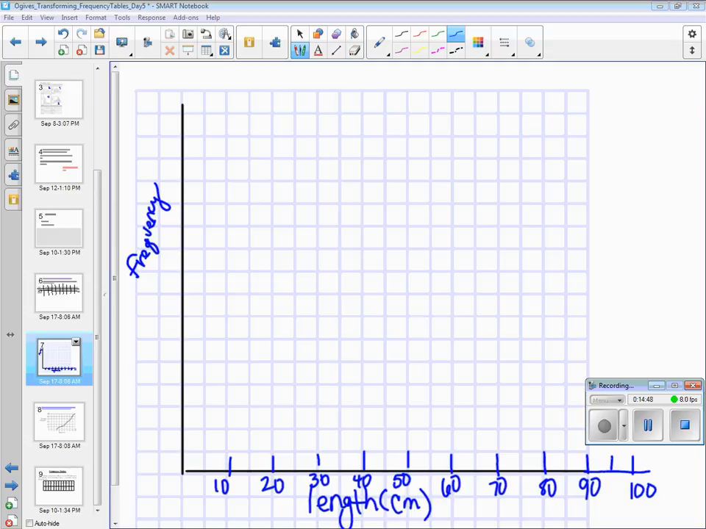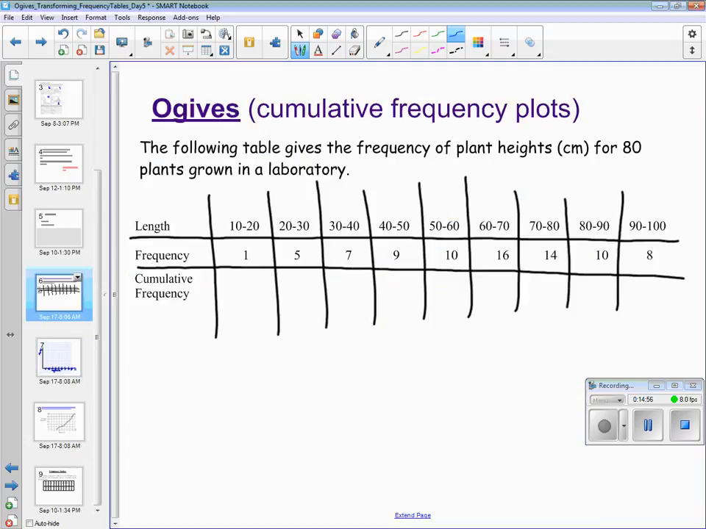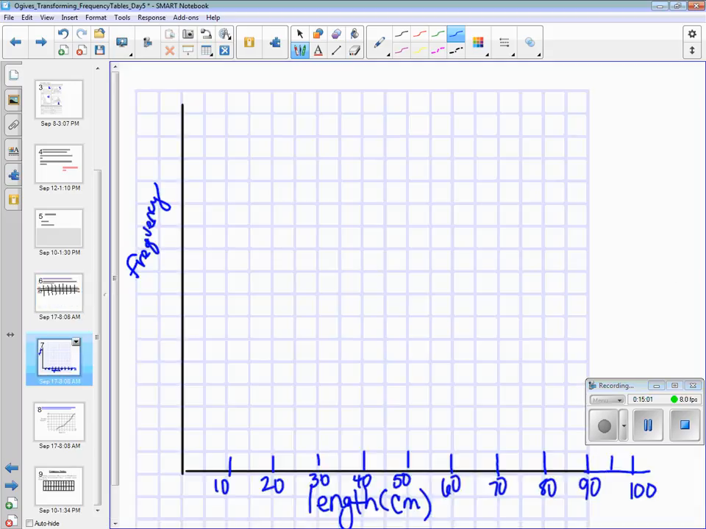Great. So now what we have to do is label our axis numerically on the vertical axis. What is the frequency? What's the largest frequency we have to go to? 16. So we need to make sure that we go up to 16. We're going to do that. Just made it.